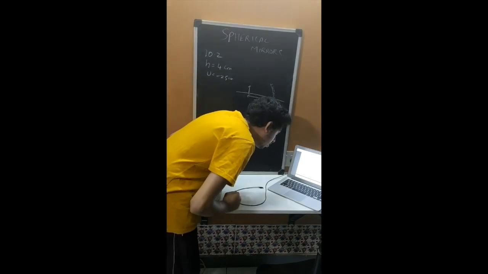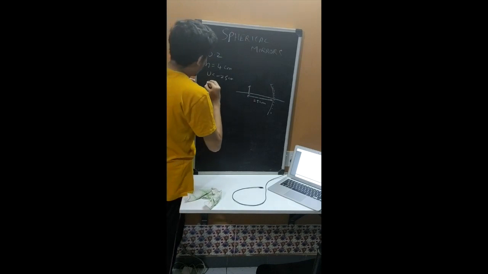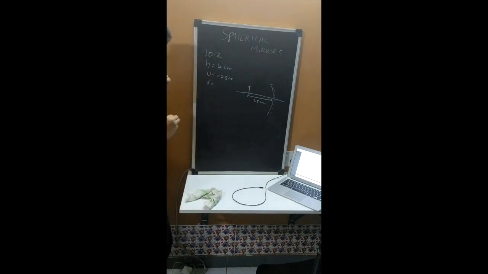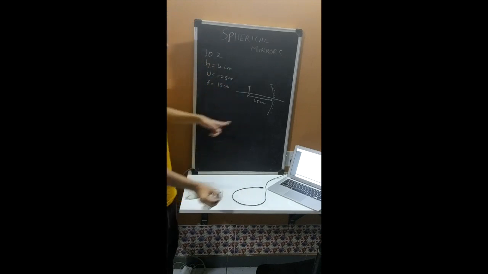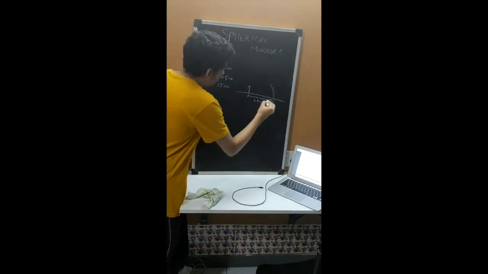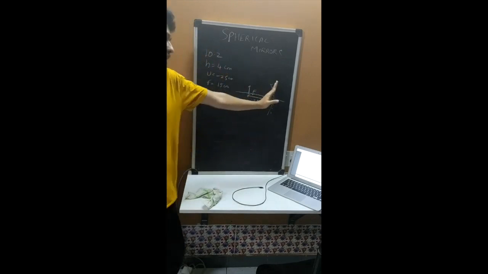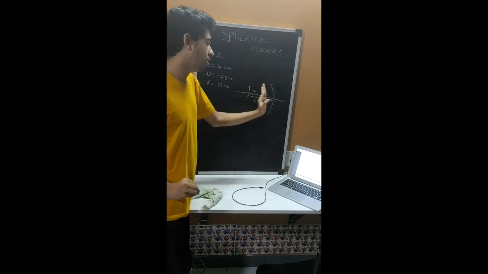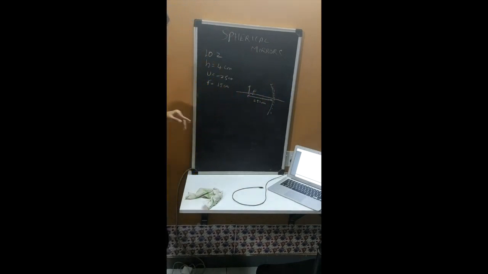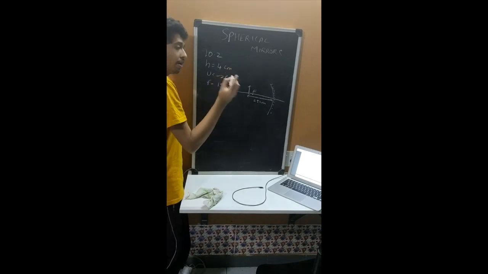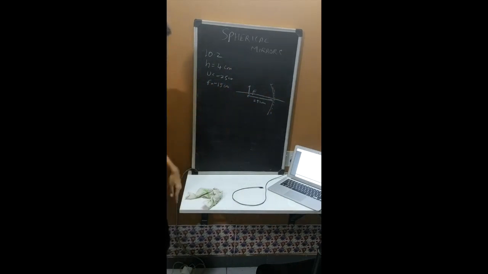In front of a concave mirror, the focal length is 15 cm. For a concave mirror, where is the focus? It is on this side. For a convex mirror, the focus is on the other side of the mirror. So the focal length will be plus or minus. Because it is here for a concave mirror, the focal length will be minus 15 cm.